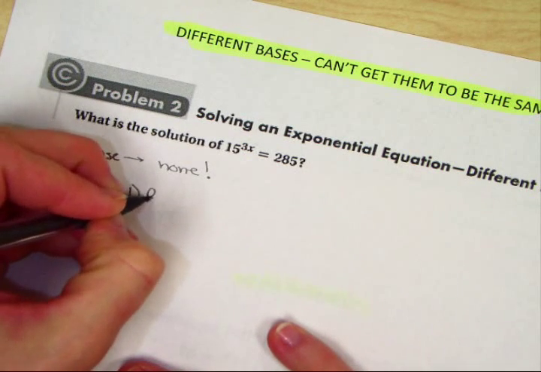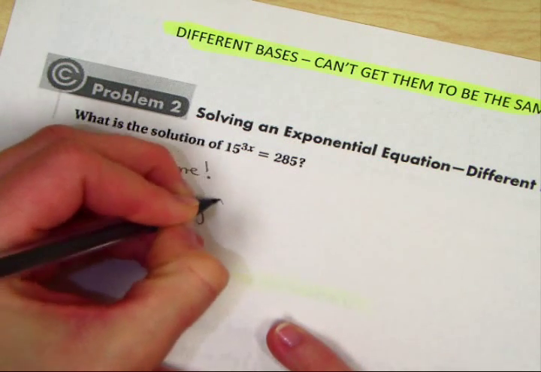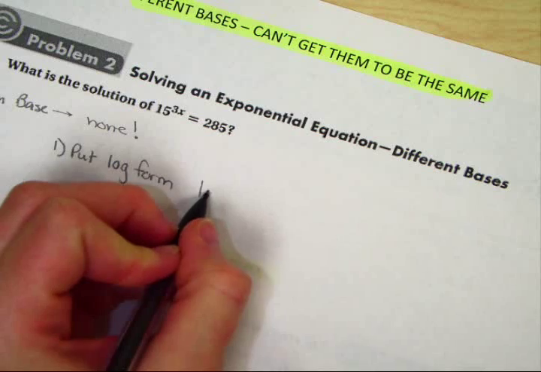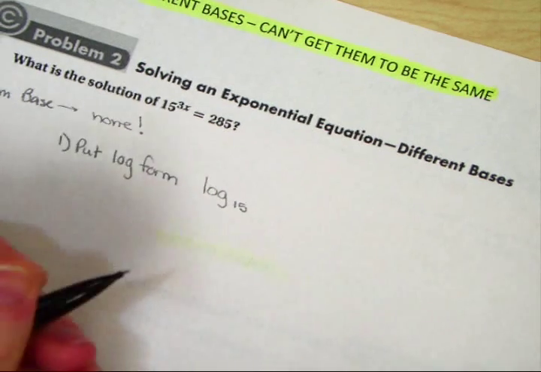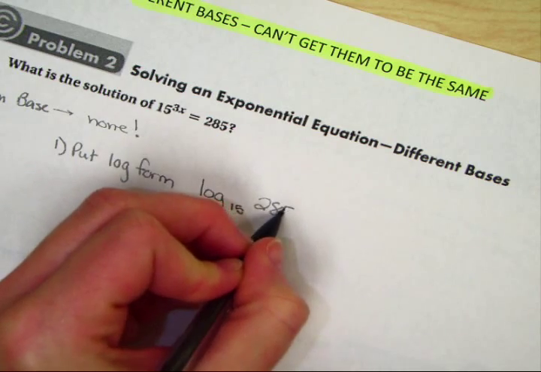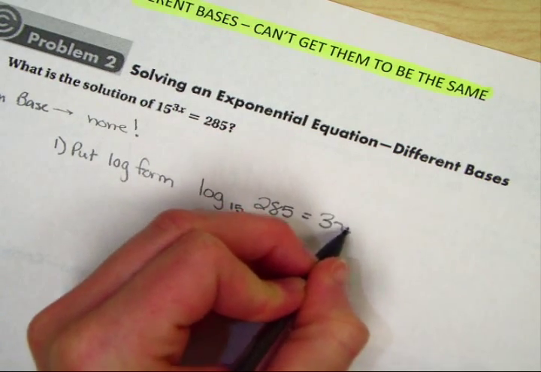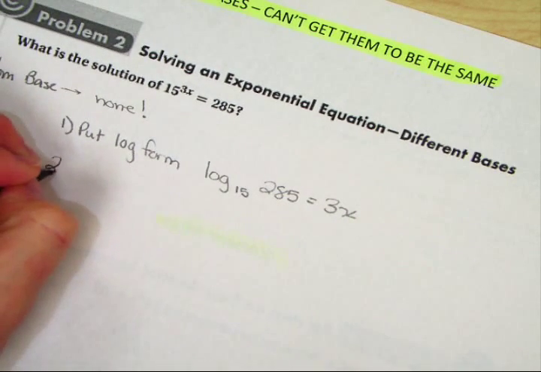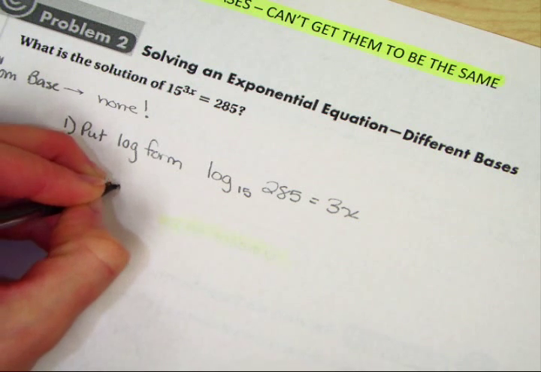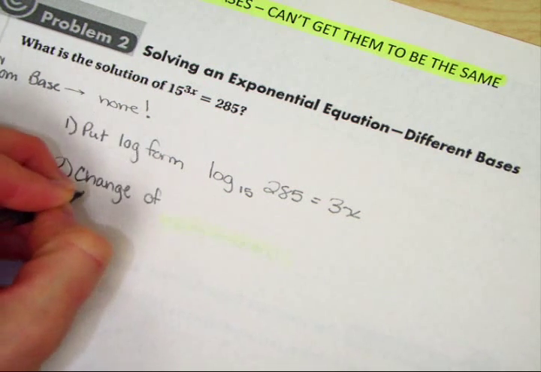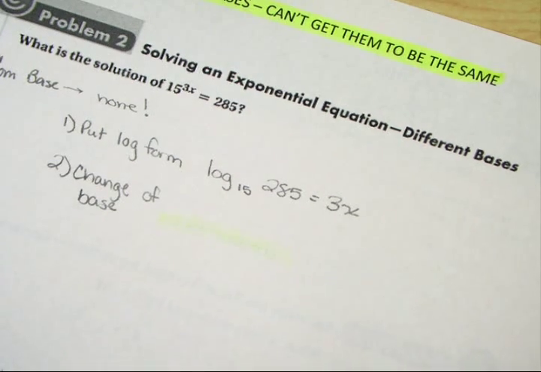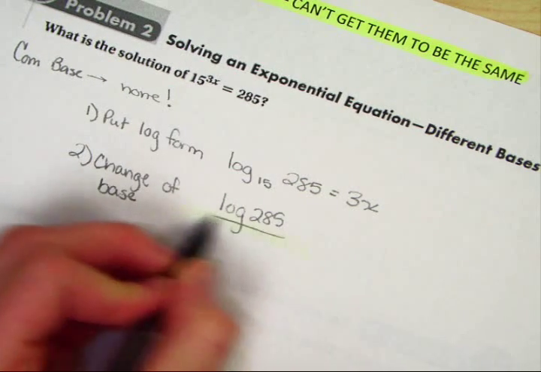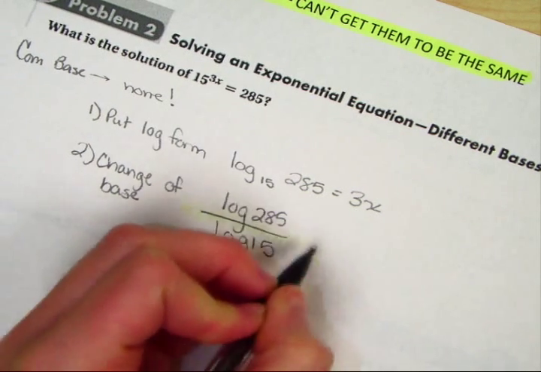Step 1, put it in logarithmic form. When we put it into logarithmic form, we do log base 15 of 285 equals 3x. Logarithms are exponents, so you set it equal to your exponent. Step 2, remember the change of base formula? We have to use the change of base formula, and we're going to say that that's really log of 285 over log of 15 equals 3x.